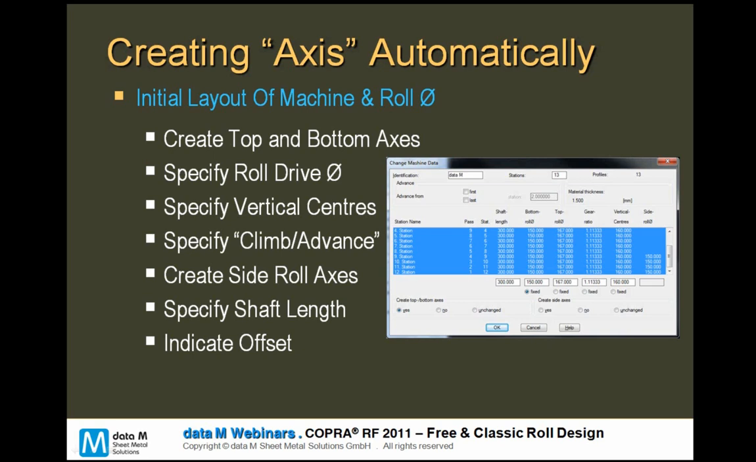We'll select some key stations where we would like to create some side roll axes, and we'll specify the overall shaft length, which of course is defined by our roll forming machine. Once we've done this, we will indicate the offset position, in other words the location along this shaft length where the profile will sit.